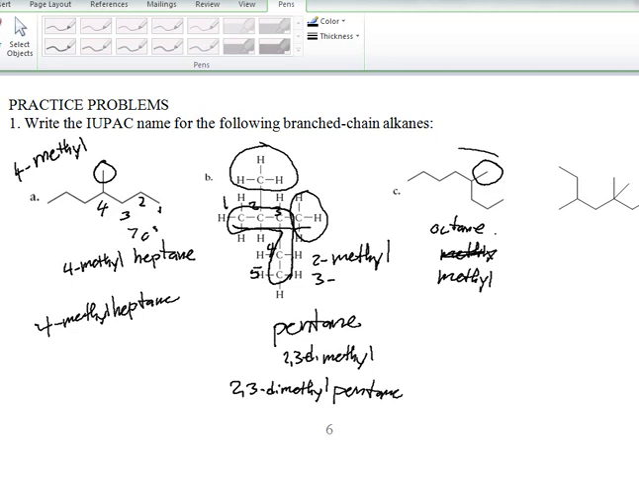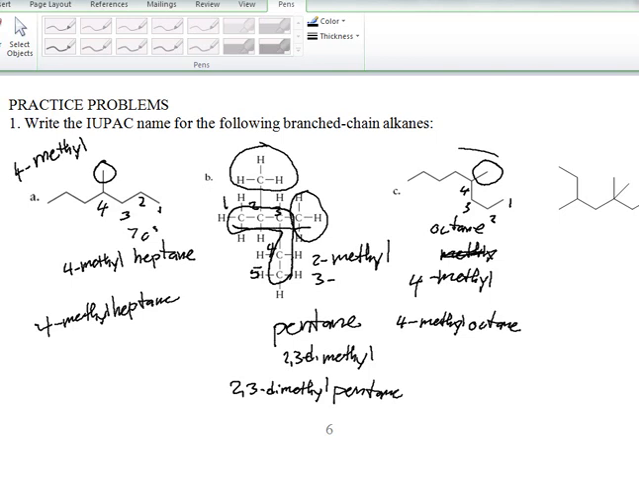Methyl group. Now we want to give it a locator number. We start numbering from the end of the chain nearest the methyl group. 1, 2, 3, 4. Right? It's closest to the right side of the chain. We call that 4-methyl. And then we can list them all. 4-methyl octane.